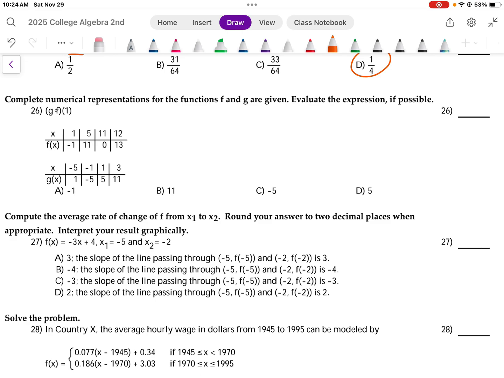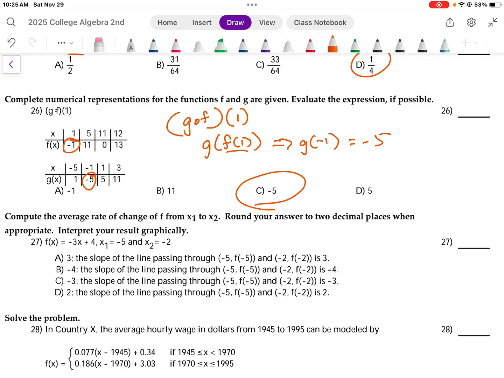Complete the numerical representation for the following functions. Given expression as possible. So that's saying g of f of 1. So they want us to find what is the f of 1, put that in for x for the g equation and tell me the answer. So f of 1 is negative 1. So that would be g of negative 1. And g of negative 1 is negative 5. Boom, there we go.